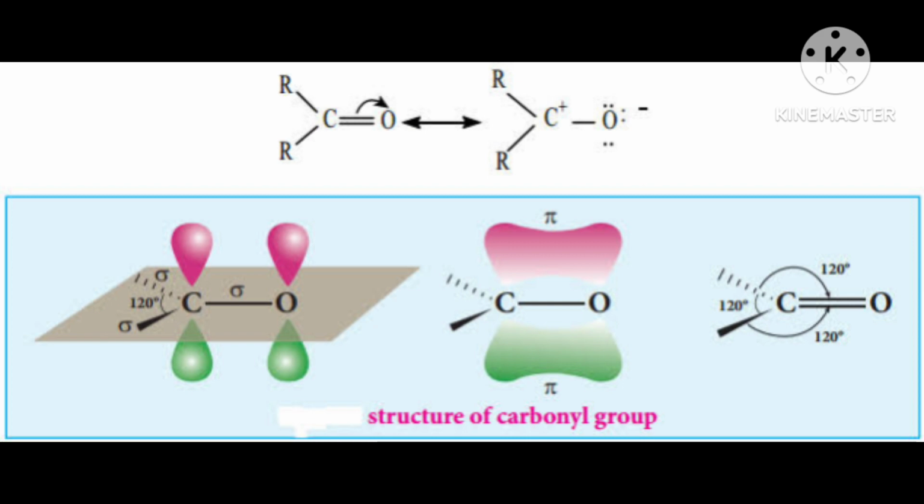And IUPAC name, because methyl group is attached at carbon number 2, that's why it will be called 2-methylpropanal. Okay. For aldehyde you are counting al, that's why it became 2-methylpropanal.